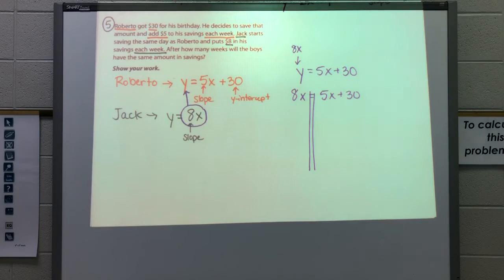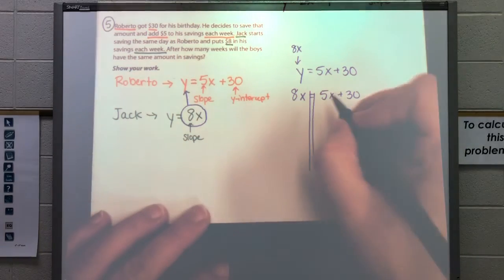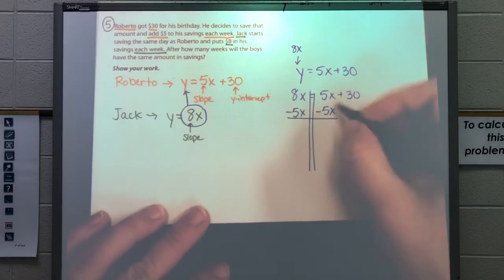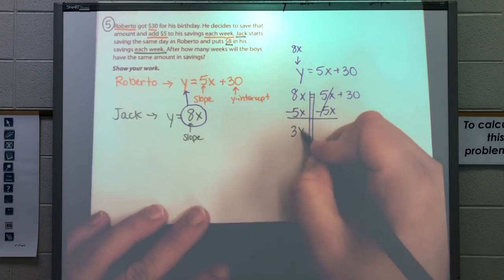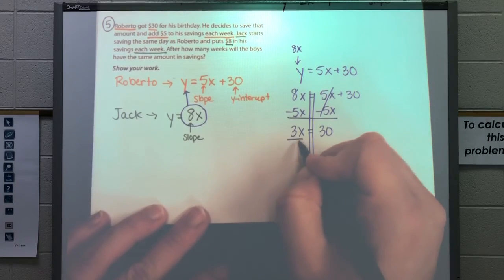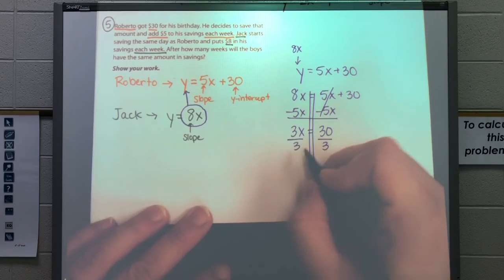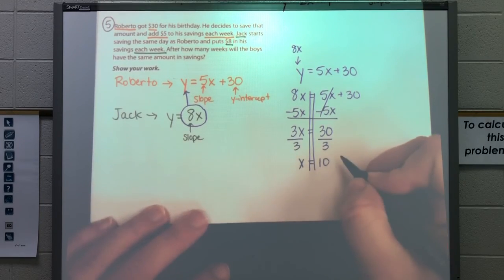Now we're to the point where we need to solve. We're solving for x. And I always say letters on the left, numbers on the right. So we're going to move that 5x to the left, and we're trying to get all our numbers to the right. So x is going to be on one side, and your numbers are going to be on the other side. So I'm subtracting 5x from both sides, and you get 3x equals 30. You divide by 3 because that's multiplication, so I need to divide, and you get x equals 10.